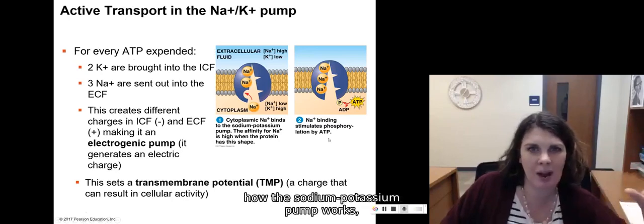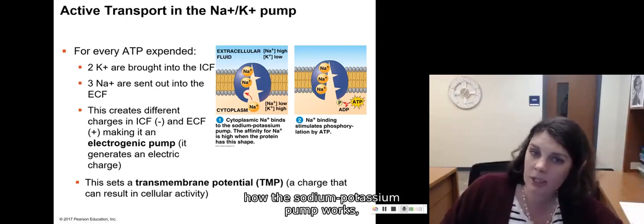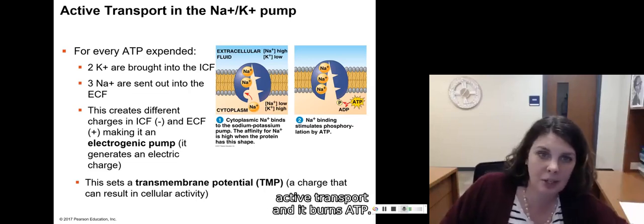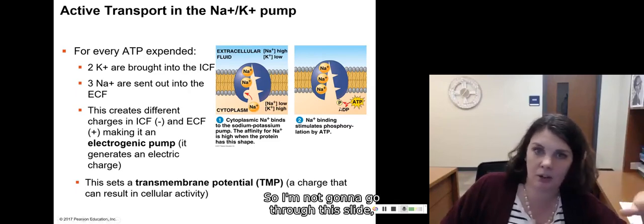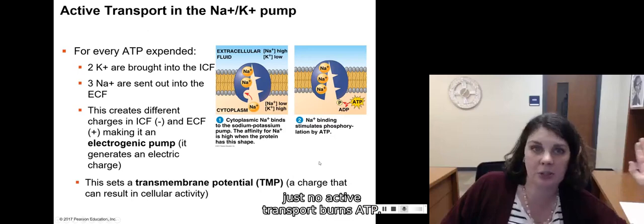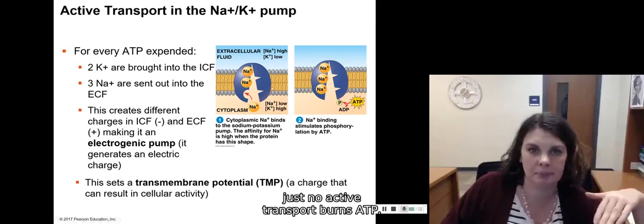I'm not actually going to care if you understand quite how the sodium-potassium pump works, as long as you understand it's active transport and it burns ATP. So I'm not going to go through this slide. Just know active transport burns ATP.